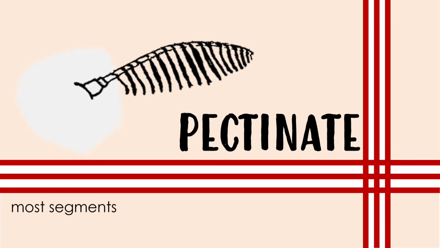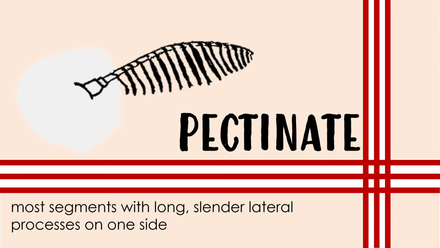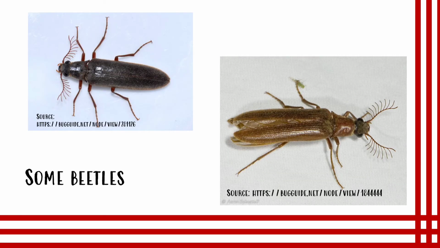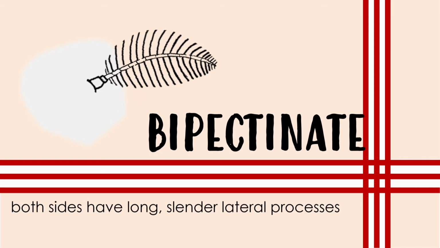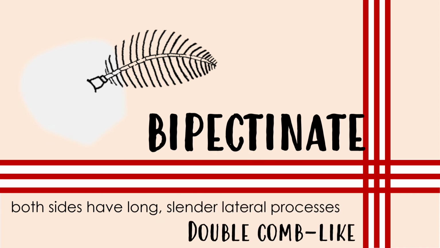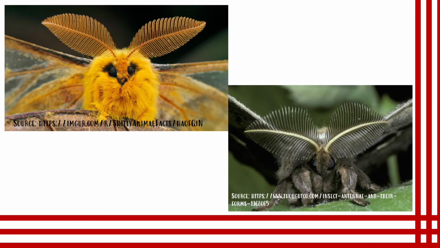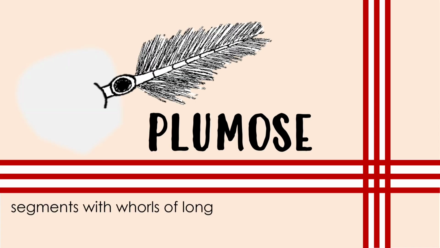Pectinate type of antenna. Most segments with long, slender lateral processes on one side. It is also described as comb-like. Examples are some beetles. Bipectinate type of antenna. Both sides have long, slender lateral processes. It is also described as double comb-like. Examples are moths.